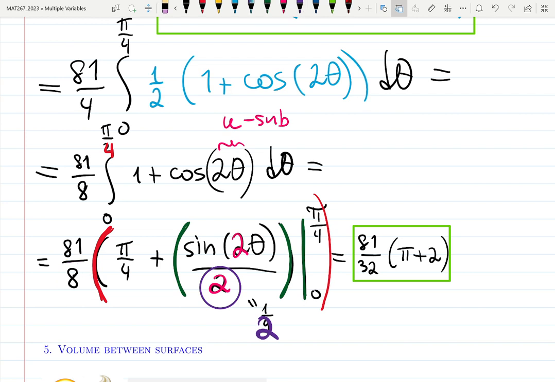So my notes are different. I can see that. I have 81 over 4, and then for some reason I put 2 and 2 here. Good point. Please fix that. This whole green parentheses is 1/2. Thank you.